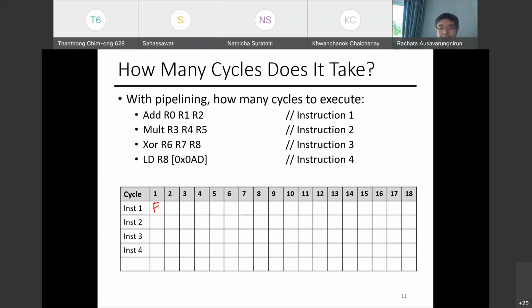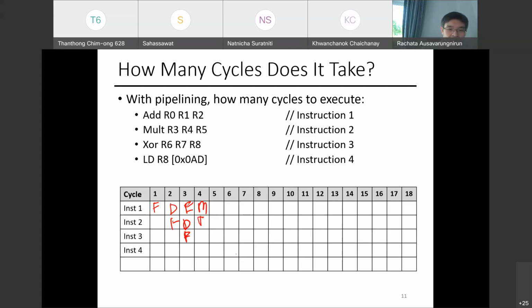In the second cycle, can I move instruction 1 to decode? Yes, right? So I can move this to decode, this is fetch. I'm not doing anything else, right? In the next cycle, I finish decoding instruction 1, so I'm going to execute. This one is being decoded. Instruction 3 is being fetched, right?